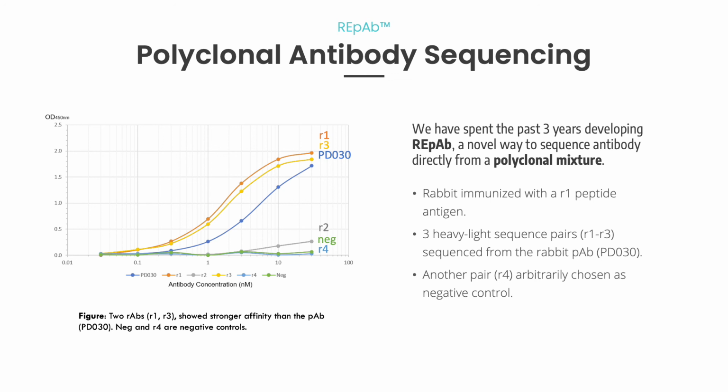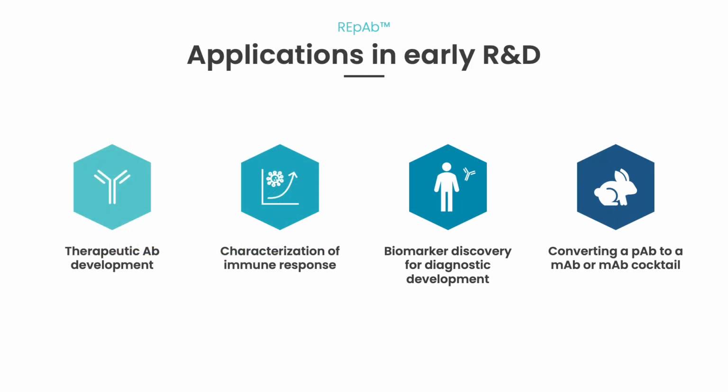At this point, we've developed a repeatable process that can reliably sequence polyclonal mixtures by supplementing a similar proteomics workflow to our monoclonal sequencing platform in tandem with NGS data. And researchers are already using the sequencing platform for a variety of purposes, including therapeutic antibody development, further characterizing complex immune responses, biomarker discovery for diagnostic development, and, like we saw in the previous slide, converting a polyclonal mixture to a single monoclonal.